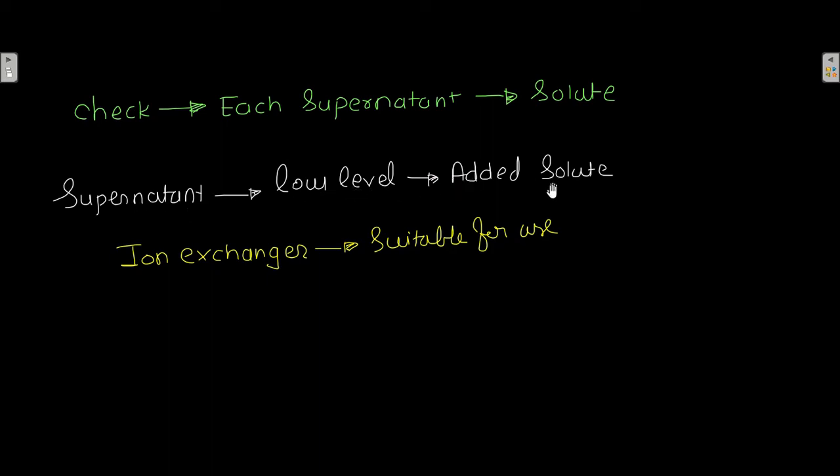What does it mean? It means that the solute got adsorbed by the ion exchanger, and with the ion exchanger it got pelleted, and that is the reason why the supernatant doesn't have the solute, and that is the reason why that particular ion exchanger is suitable for use. If in the supernatant there is solute, then the ion exchanger did not bind to the solute, and that is the reason why that particular ion exchanger should not be used. So that is how you do it by the trial and error method.